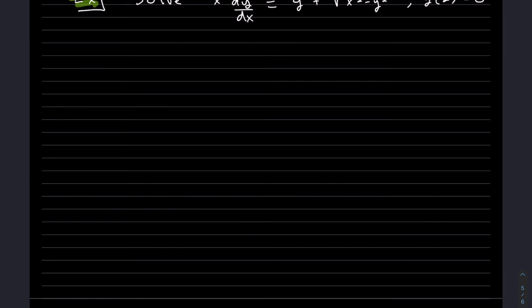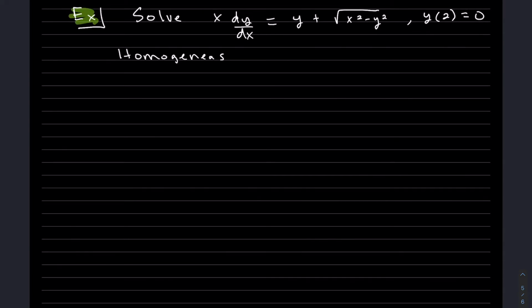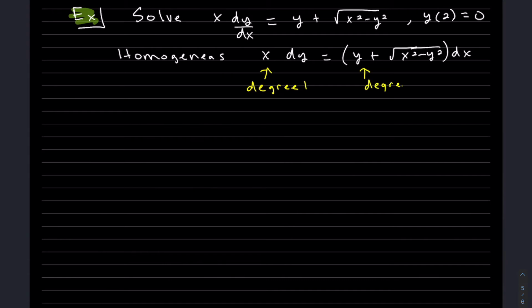Okay, so let's do an example. So first we need to check for homogeneous. And if we want, we can separate this. This is degree 1. This term is degree 1. And the square root of x squared is degree 1. The square root of y squared is degree 1. We have a sum or plus of that. This is degree 1 too. So yes, this is homogeneous of degree 1.